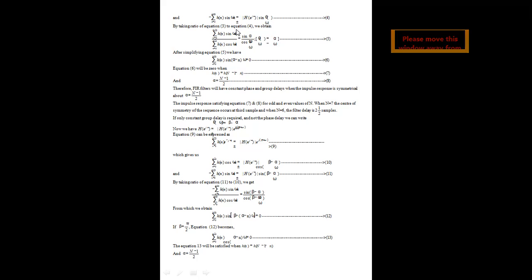So what we can conclude now is that FIR filters will have constant phase and group delays when the impulse response is symmetrical about alpha equals N minus 1 by 2. The impulse response satisfies equations 7 and 8 for odd and even values of N. Suppose, for example, N is equal to 7, that is an odd value. The center of the symmetry of the response will occur at the third sample. Similarly, when N is equivalent to 6, the filter delay will be 2.5 samples.